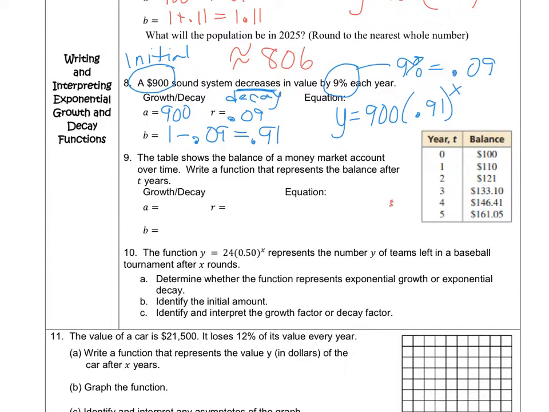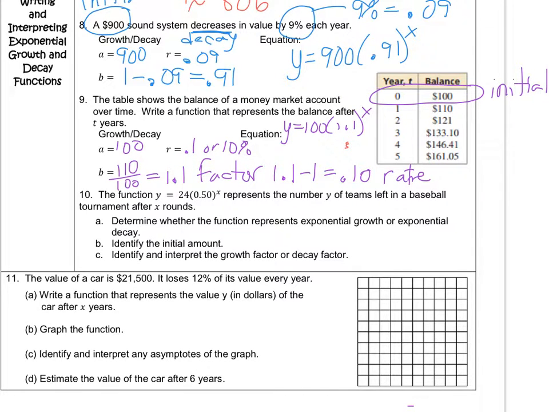Okay, on number 8, the biggest thing to know is that it's decreasing, which is decay. So if it's decreasing by 9%, that's 0.09. When you subtract 0.09 from 1, you come up with 0.91. That's your factor. That's your B value to put in your equation. Okay, number 9, I want you to do that one. Pause your video while you do it, and then check back for the explanation.